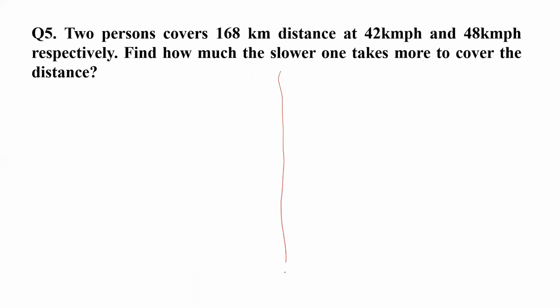So I am just converting this complete page into 2 parts so that I can read easily and write easily. So 2 persons cover the distance. Distance is all there, and time is also there. Speed is also there. This is 42 kilometers per hour and 48 kilometers per hour.